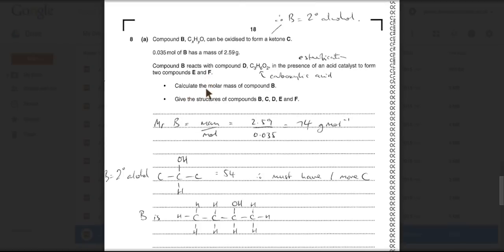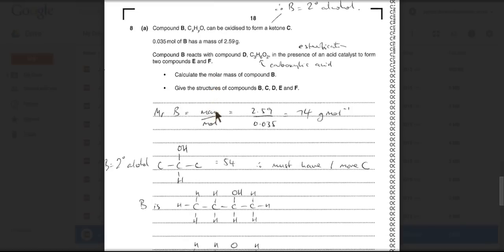So first thing, calculate the molar mass of B. I've kind of already mentioned how to do that. So the Mr of B is the mass over the moles. That's your 2.59 over the moles, 0.035. And that comes out at 74 grams per mole.